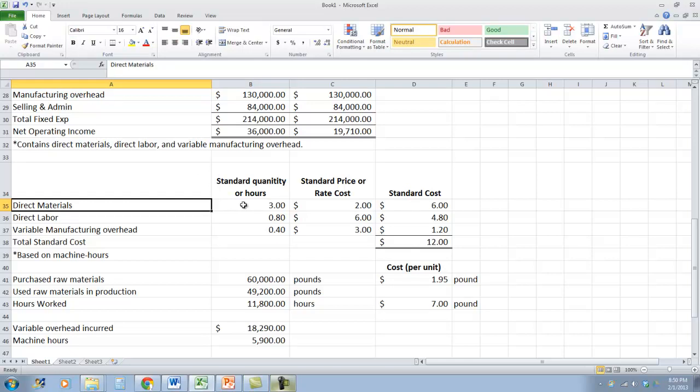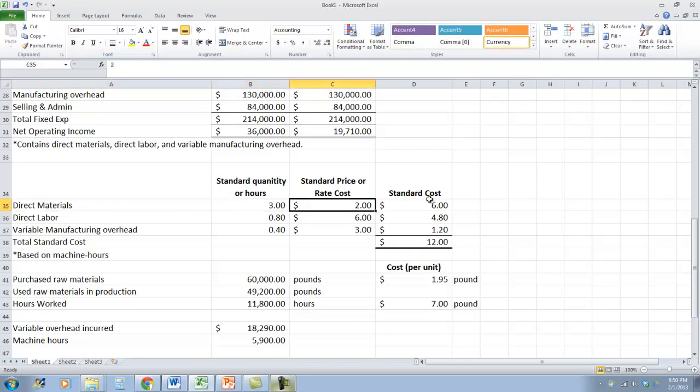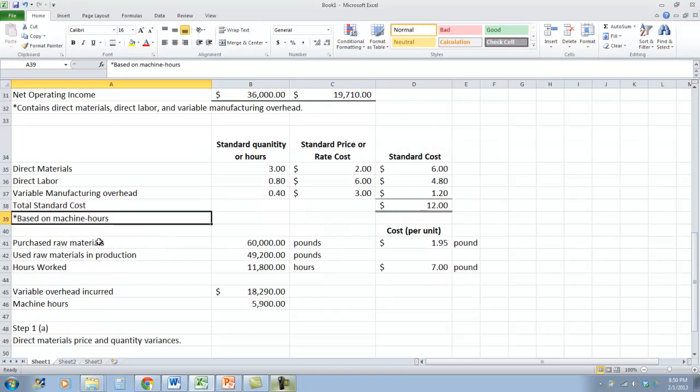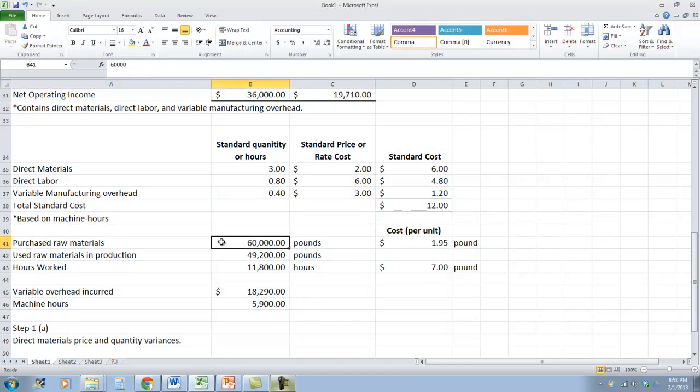So direct materials, they use 3 pounds at $2 a pound, so that standard cost would be $6. Direct labor is 0.8 hours at $6 for a standard cost of $4.80. Variable manufacturing overhead is 0.4 at $3, so $1.20. So the standard cost for this should be $12, and this is based on machine hours. Given in the problem is that we purchased raw materials, 60,000 pounds at $1.95. We used 49,200 pounds, and hours worked were 11,800 hours at $7 an hour.